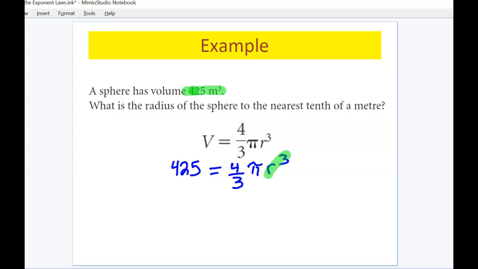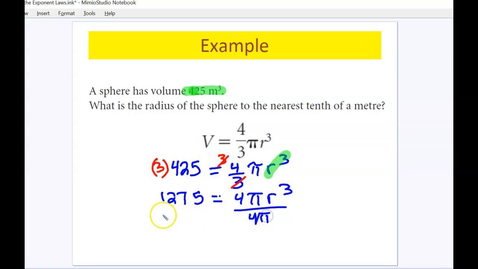So to do that, first of all, I'm going to multiply both sides by 3. And doing that, the 3's will cancel on the right-hand side. And 425 times 3 is going to be 1275. So I have 1275 equals 4 pi r cubed. And now to get r cubed by itself, I'm going to divide both sides by 4 pi. So that's going to get rid of that. And now to get r by itself, I'm going to cube root both sides.